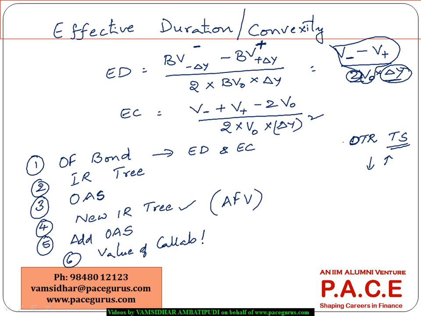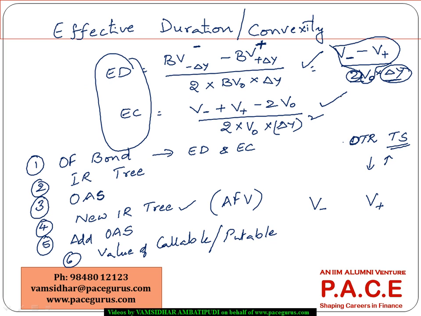Find the value of the callable or puttable bond, and whatever is the percentage change in value. The same thing you will repeat for an increased shock, which will give you V minus as well as V plus. And once you know those values, rest all is the same. Use the same formulas of effective duration and effective convexity to compute the effective duration of the callable bond as well as of the puttable bond. That is the way you have to go.